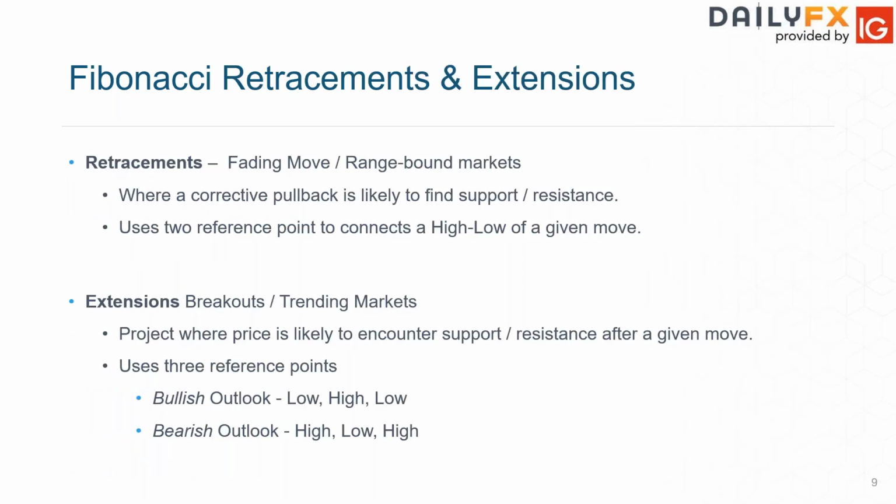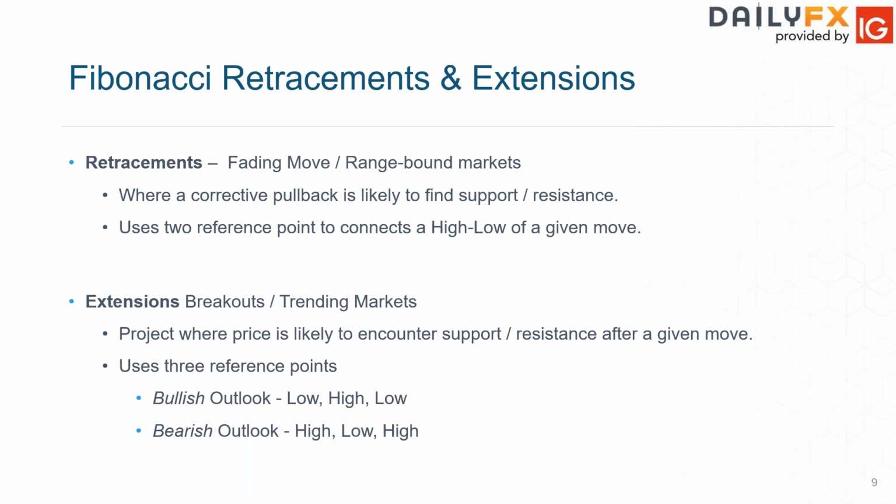What are the two Fibonacci tools that we use? One of them is retracements, and the other one is an extension. The retracement is more for range-bound markets, or on an immediate run or immediate drop. You're looking to fade the move or trade within the range. You're looking for levels where the market might find support on a corrective pullback or resistance. And it's using two reference points, right? A simple high, simple low. That's what you're looking for. You look for the fib sequence in between.